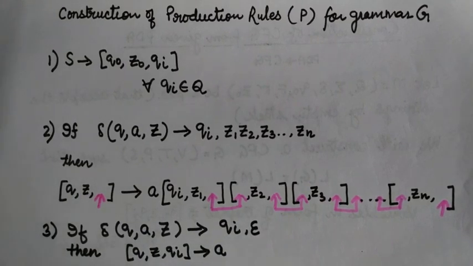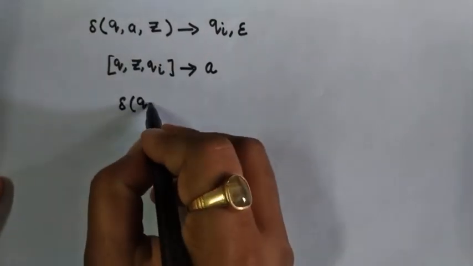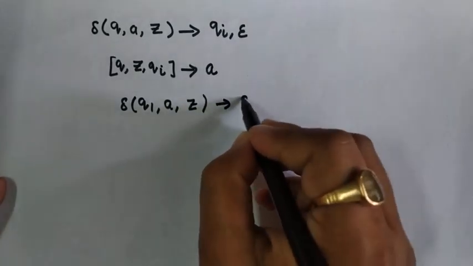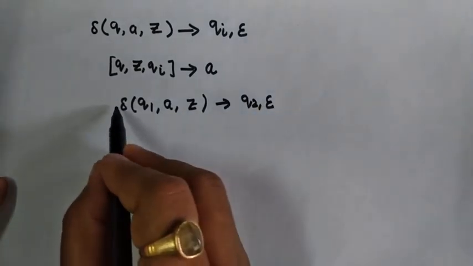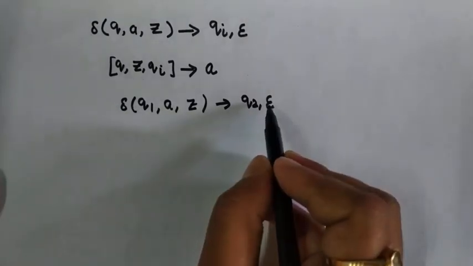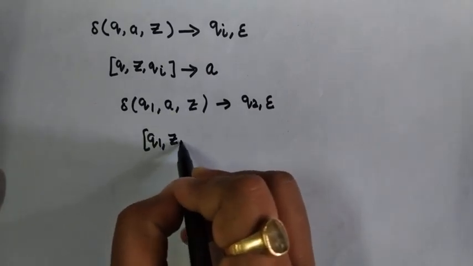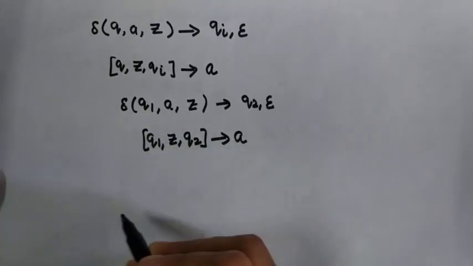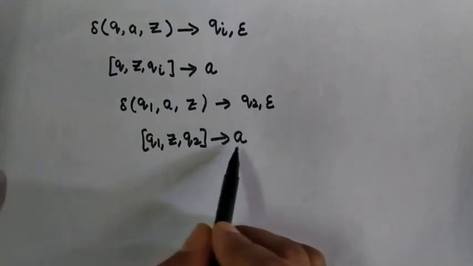For example, if we have a transition rule, let's say Q1 A Z to Q2 epsilon, then corresponding to this transition rule, the production will be Q1, this Z will be here, now this Q2 will be here, Q2 to A. So if there is a pop operation, then the production rule will be of this form.